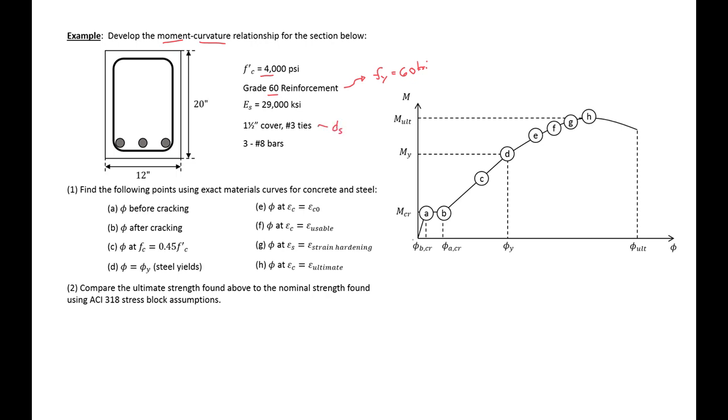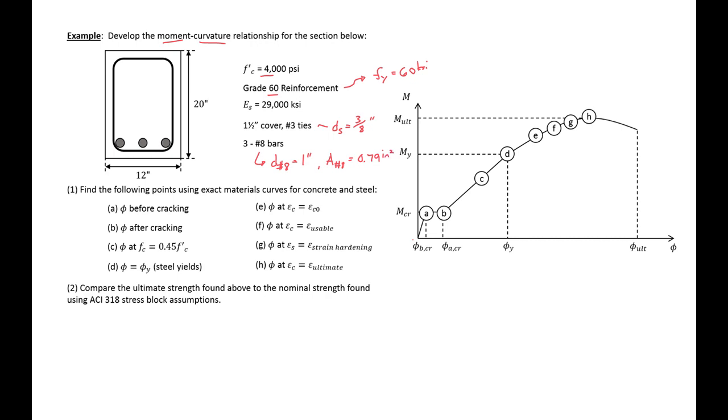where the diameter of our tie for a number 3 stirrup is 3/8 inch, and we have 3 number 8 bars, and the diameter of our number 8 bar is 8/8 or 1 inch, and the area of our number 8 bar is 0.79 square inches.